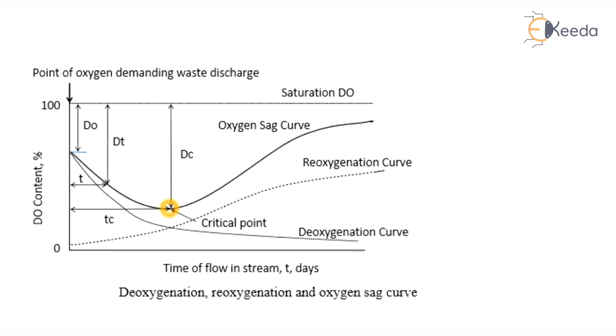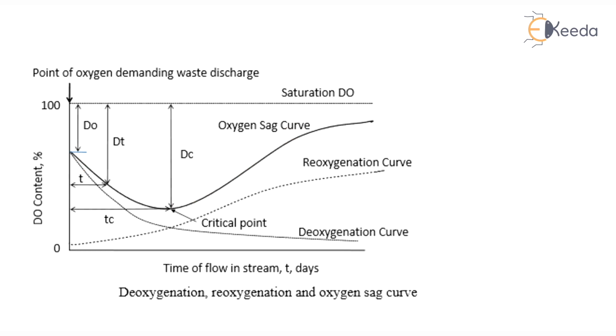And at this lowest point, the complete oxidation of organic matter takes place, and at that point the dissolved oxygen content is reduced to a minimum level. That point we can call the critical point. After this point, because of some factors of the natural stream like sunlight, the reoxygenation of oxygen is happening and the dissolved oxygen content is increasing and increasing.